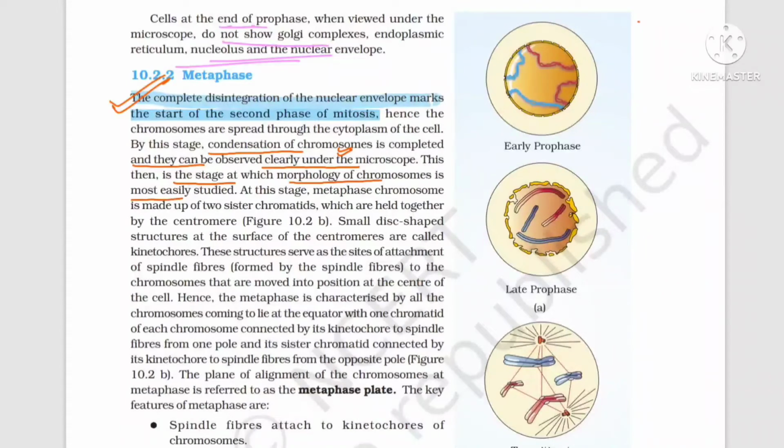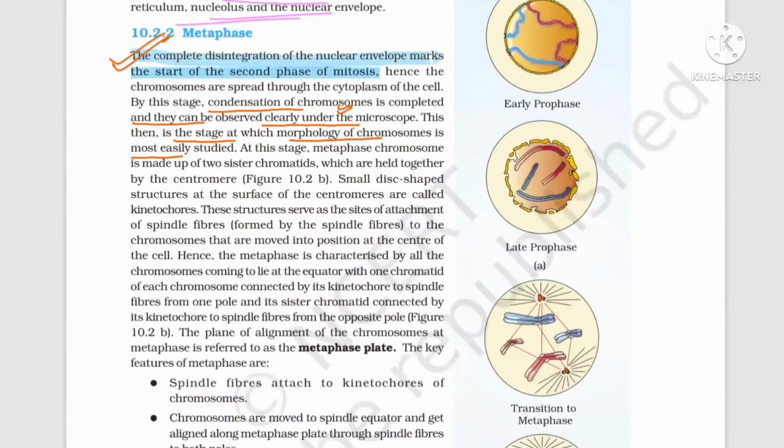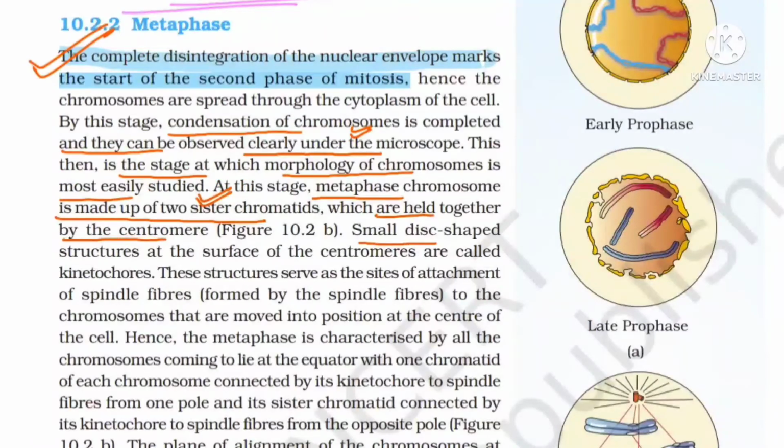This only I tried to explain. If you want to study the structure of chromosome, how many centromere, how many kinetochore, how many telomere, how many chromatids, the best phase to study this is this only. Metaphase chromosome is made up of 2 sister chromatids, which are held together by a centromere. Small disc-like structure at the surface of centromere is known as kinetochore. Proteinaceous disc-like structure, and they are the site for the attachment of a spindle fiber.